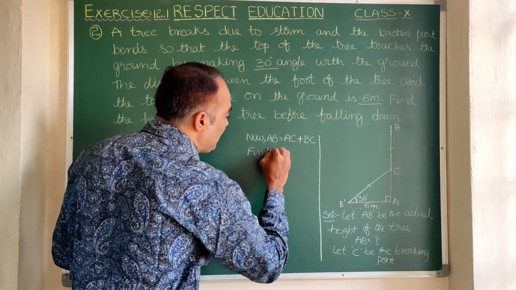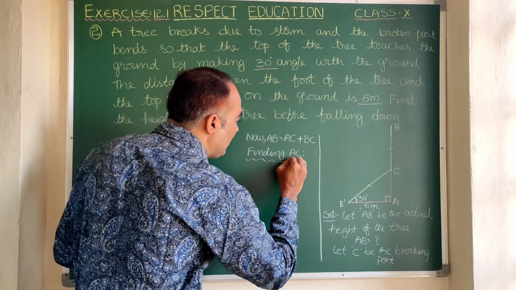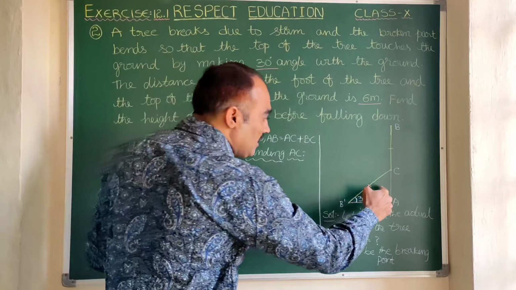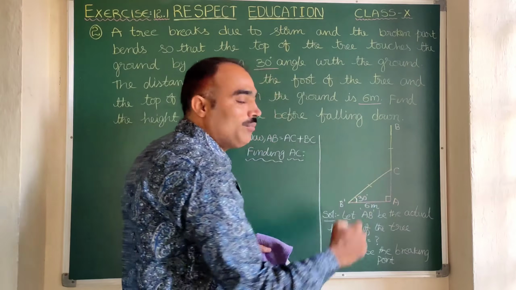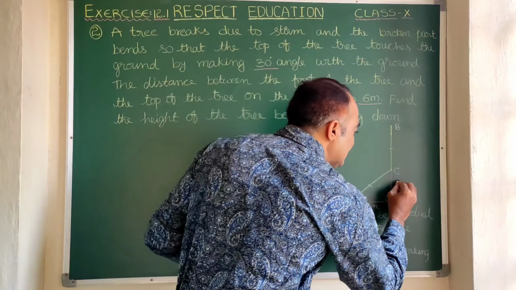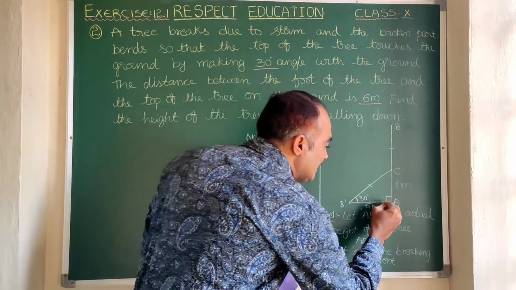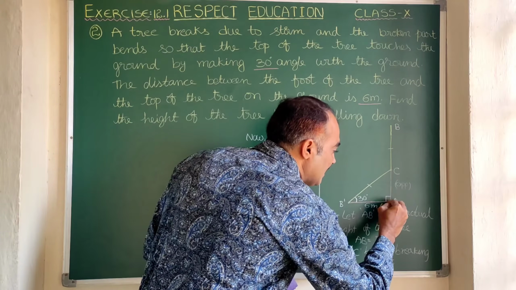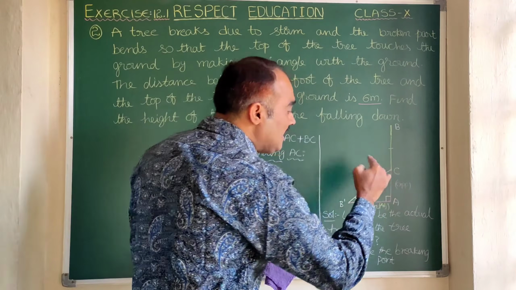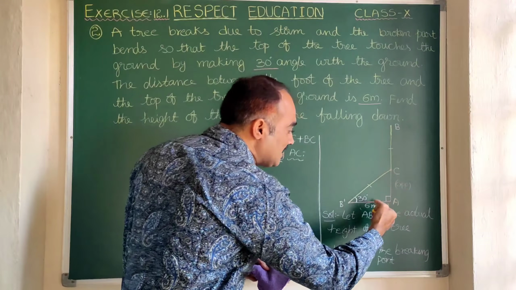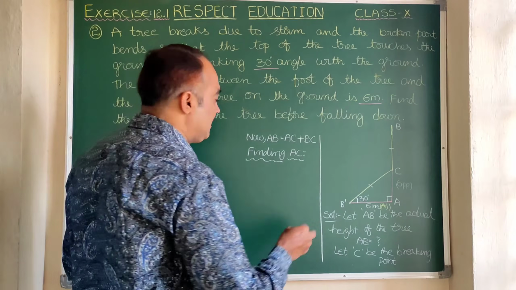So first I am writing here, finding AC. Let us see how to find AC first. For this triangle, with respect to 30 degrees, what is AC? AC is the opposite side. Is it clear? AC is the opposite side, whereas this 6 meters is the adjacent side. Clear? So which ratio of theta has a relation between opposite side and adjacent side? That is either tan theta or cot theta. Here I am taking tan theta.